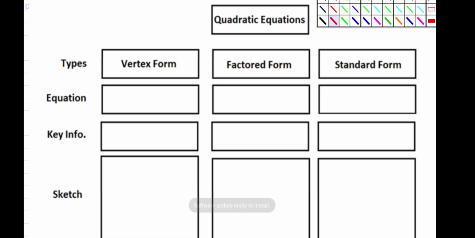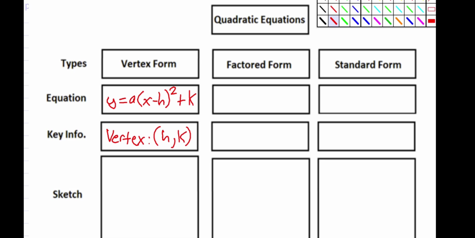I zoomed in a little bit just so we can see a little better. So vertex form. What is the equation for vertex form? Well, we should know it's y equals a times (x minus h) squared plus k. Perfect. Alright, and what is the key information? Well, again, when we did our investigation, the key information that vertex form told you was the vertex. So, easy name. And what is the vertex? The vertex can be found at whatever h is and whatever k is. Okay, so again, that's what we learned for that one.